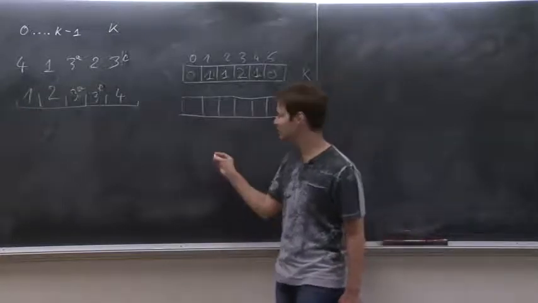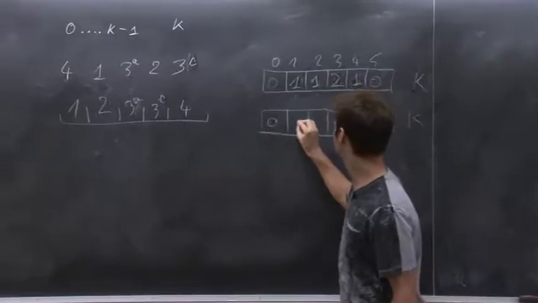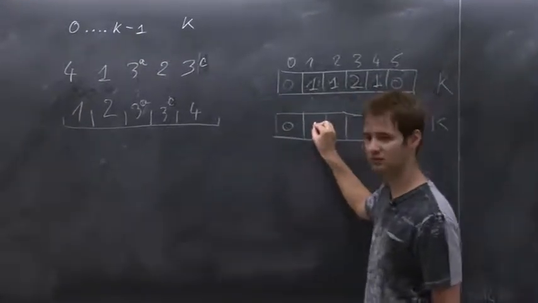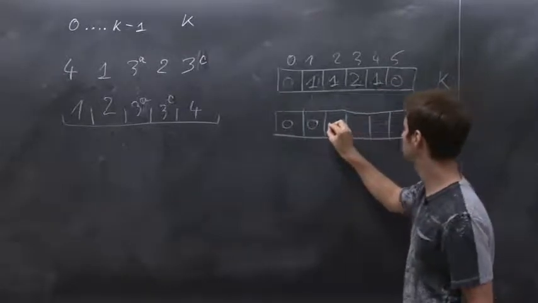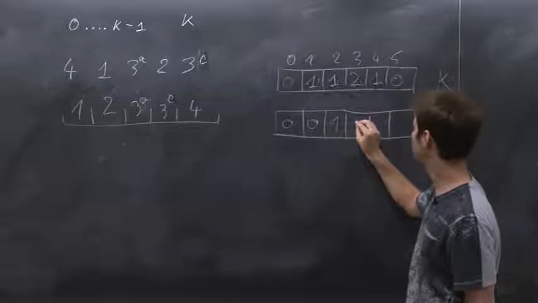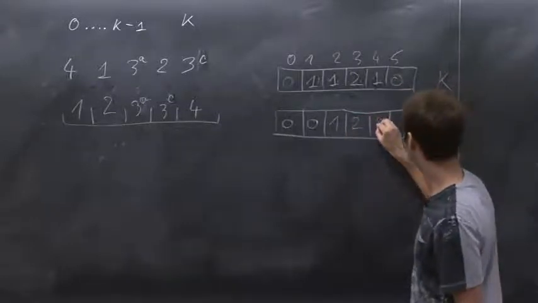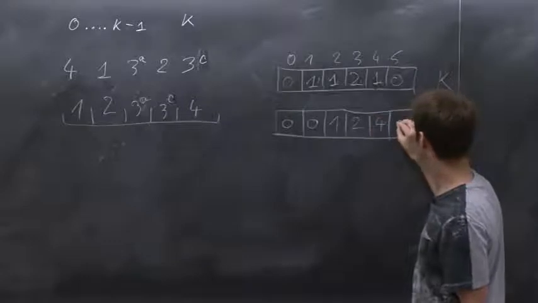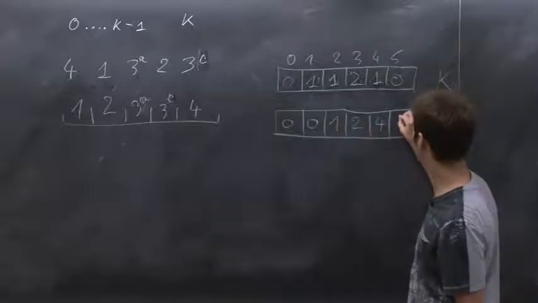So let's see what it's supposed to be. Let's fill it out with real values. 0. How many elements smaller than 1? 0. How many elements smaller than 2? How many elements smaller than 3? It's a cumulative sum on the array above. So this is how many elements smaller than 4? 4. How many elements smaller than 5?